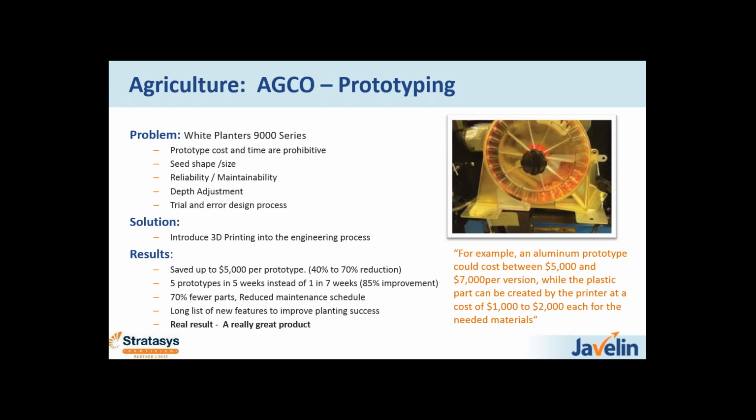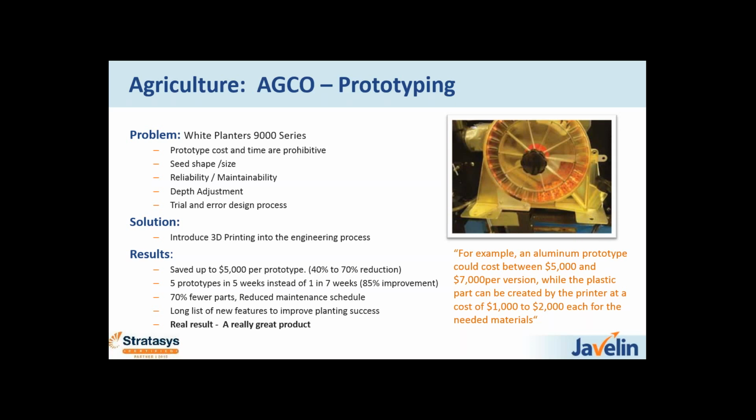A really interesting thing is that they're able to evaluate 5 prototypes in 5 weeks because of that cost, instead of 1 in 7 weeks, which is about an 85% improvement in terms of time. Now, when they did all those evaluations in such a compressed period of time, they picked the best direction to head on their designs. They ended up with 70% fewer parts, and this had a reduced maintenance schedule.